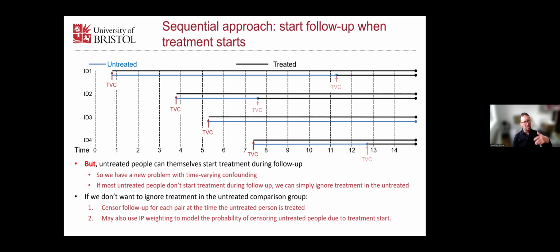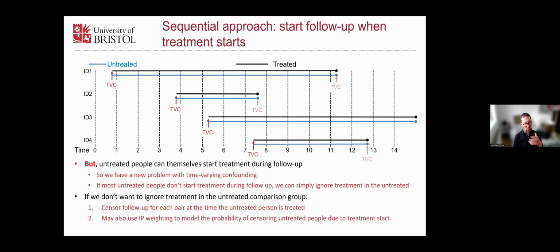Well, we could use inverse probability weighting. We can estimate the probability of vaccination over time using pooled logistic regression, use that to derive inverse probability weights, and model the probability of censoring the untreated people when treatment starts, and upweight the follow-up in people in whom treatment doesn't start. That would be the methodologically correct way to do it.